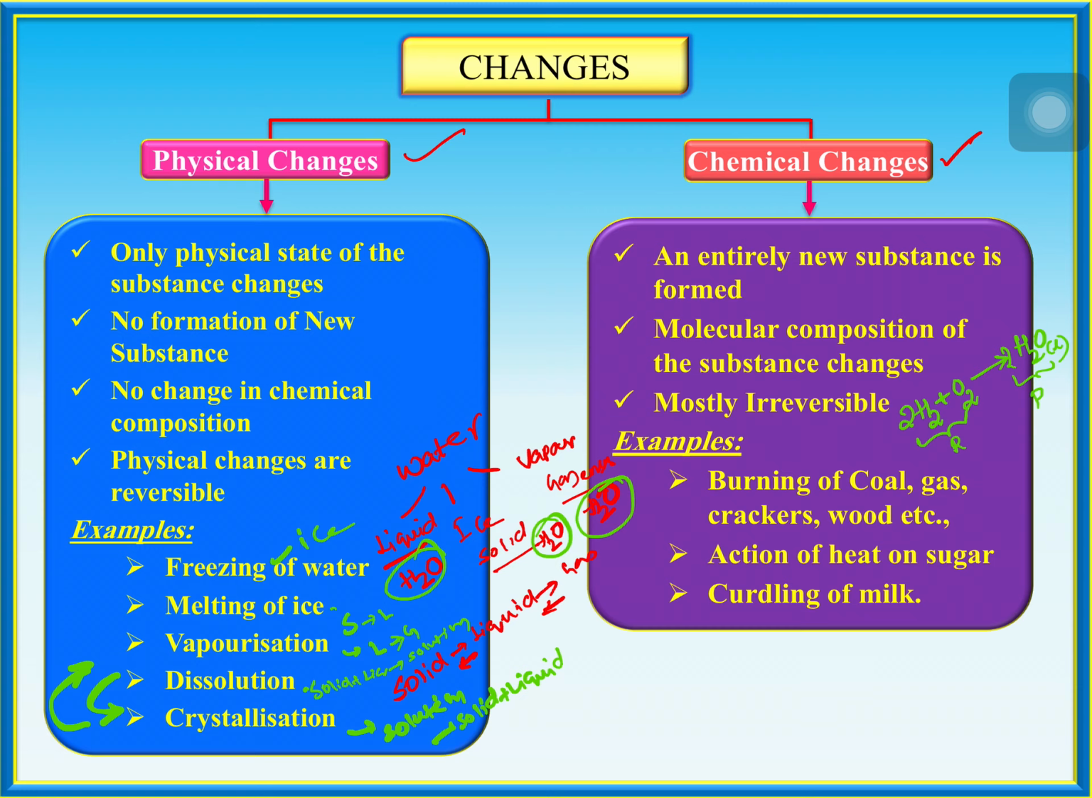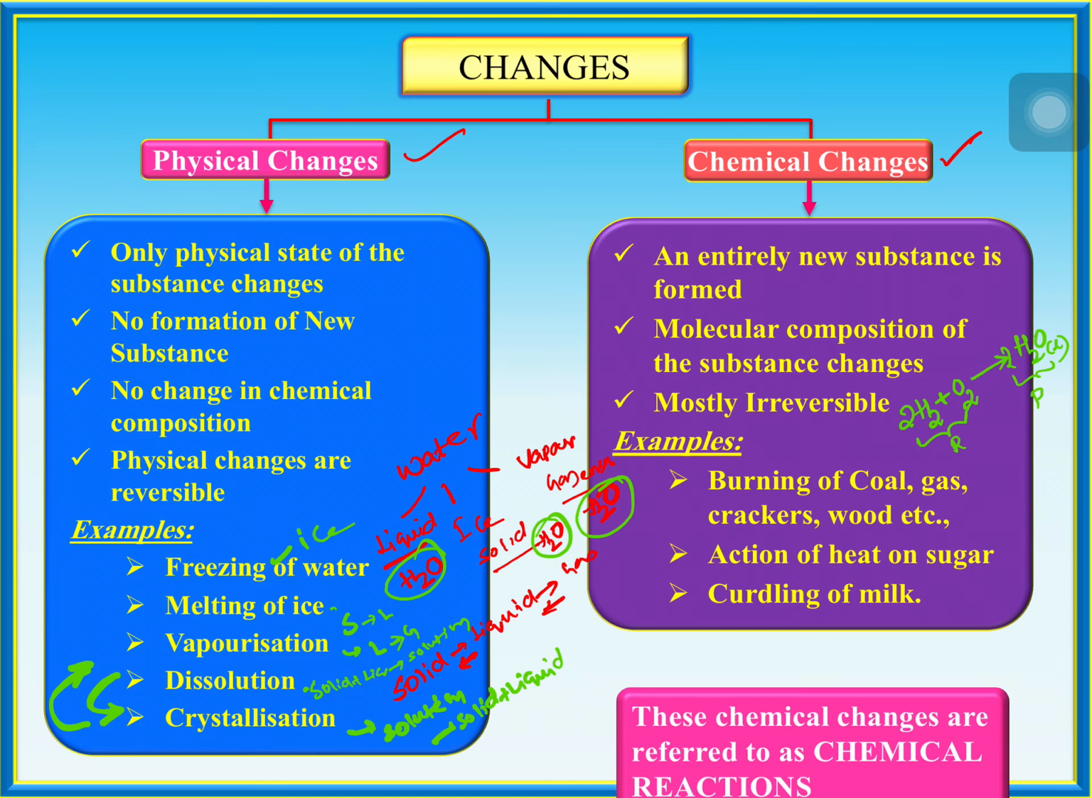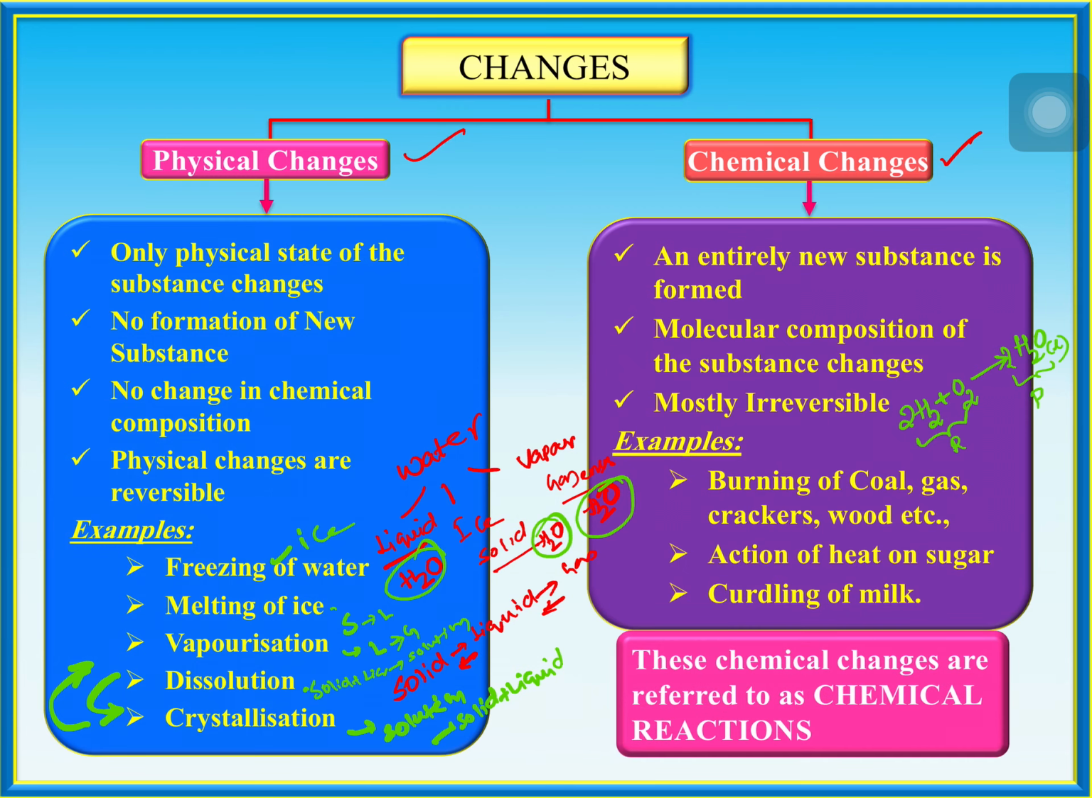Once we convert milk into curd, that is curdling of milk, you cannot get the milk back again. That process is termed a chemical change. Like that, there are so many chemical changes you can find. These chemical changes are referred to as chemical reactions. That's what our target is.